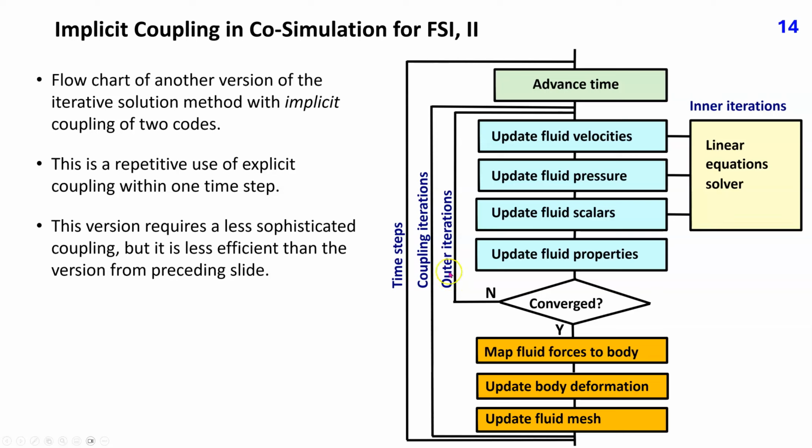This figure shows the flow chart of another version of the iterative solution method with implicit coupling of two codes. This is a repetitive use of the explicit coupling shown in slide 12 within one time step. This version requires a less sophisticated communication between the two codes, but it is less efficient than the version from the preceding slide.